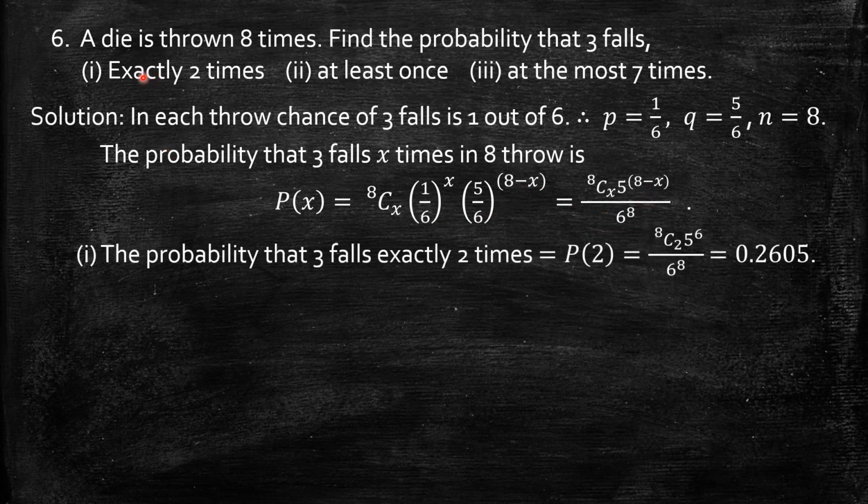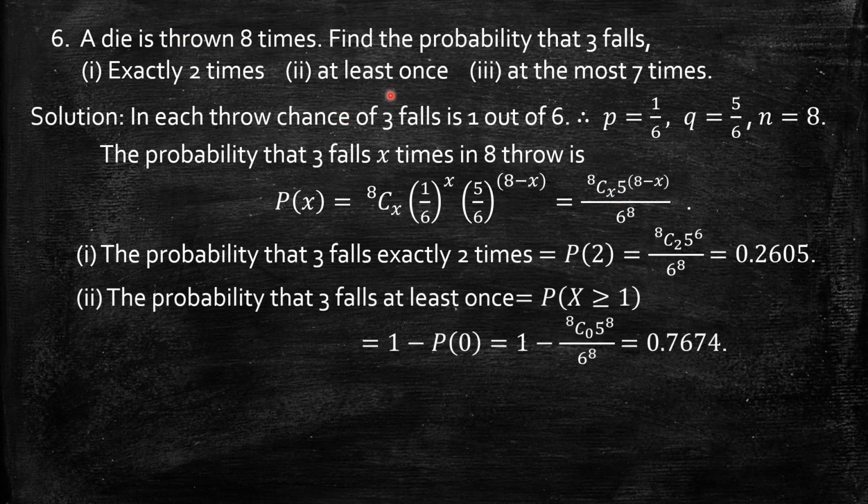Now I can go for each probability, that is probability that 3 falls exactly 2 times, that is P of 2. Substitute x equal to 2, 8C2 5 power 8 minus 2, that is 5 power 6 by 6 power 8, which simplifies to 0.2605. Now at least once, the least is 1, so we have greater than or equal to 1. The probability that 3 falls at least 1 is P of x greater than or equal to 1. So if I go in the direct way, then I have to sum up all the probabilities starting from 1 to 8. Instead of that, we take complement of x less than 1. 1 minus probability of x less than 1 means 1 value, integer value, discrete value, that is 0. So 1 minus P of 0.